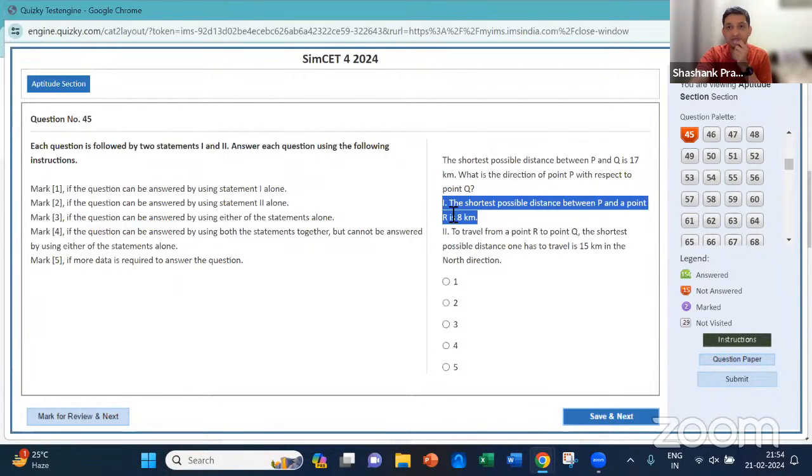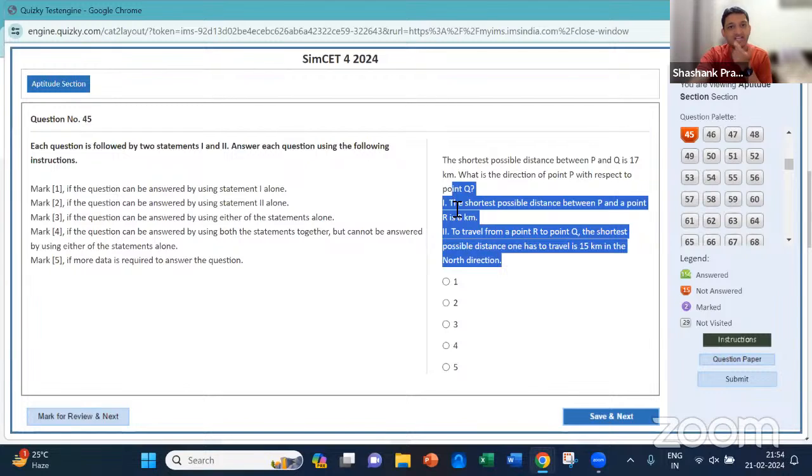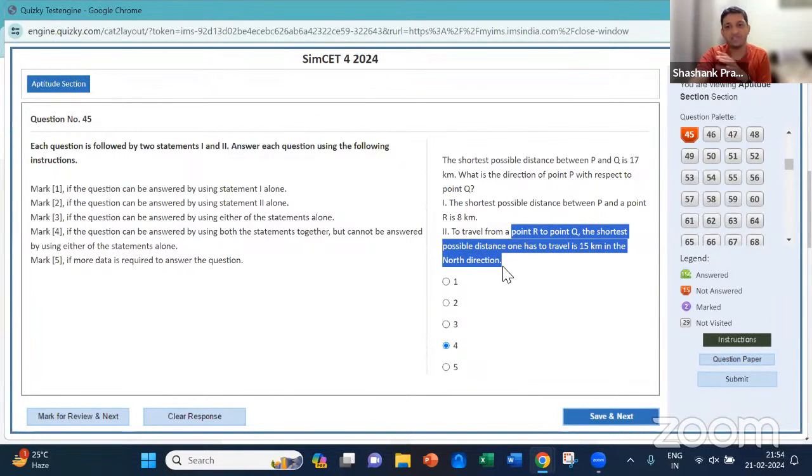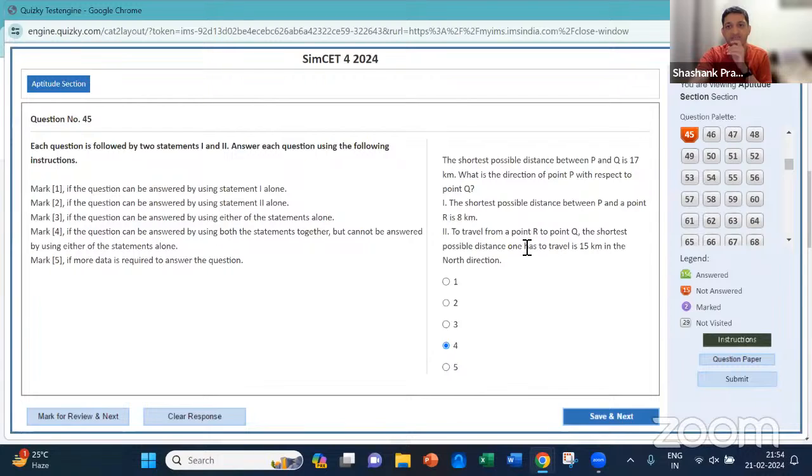Direction is asked, right? Direction we don't know. Yeah, I think I'll use both and do it. Let's see. Because 8 and 17 have been given, I'm assuming it's 8, 15, 17 and 15 in the north direction is also given. So 17 and 15 we will not know because R and Q have been given to us, but we don't know anything about P. Okay, I think I'll go for it.